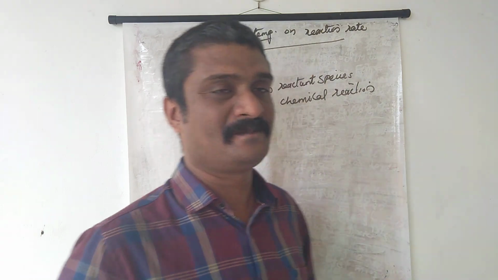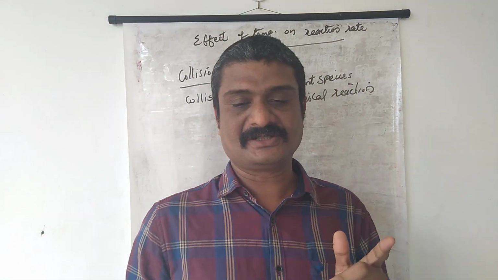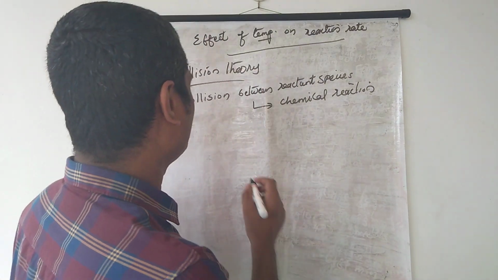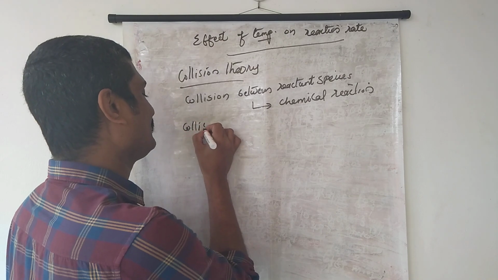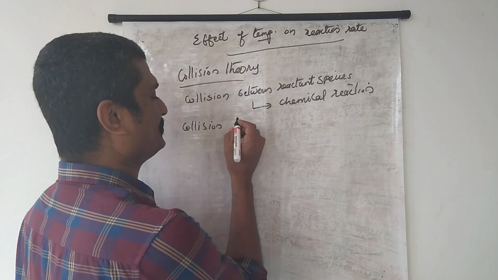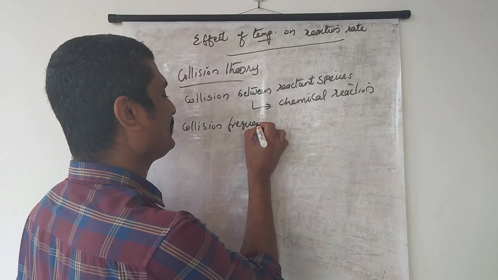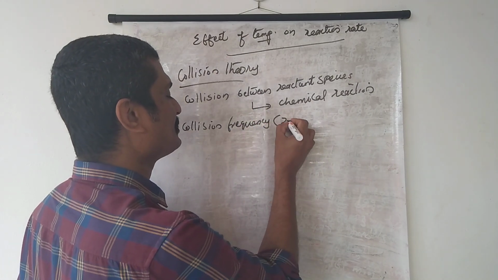According to the collision theory, the reactant molecules are assumed to be hard spheres, and the reaction takes place due to the collision between the reactant species. The number of collisions that occur per unit volume of the reaction mixture is called the collision frequency. The collision theory introduced a term, collision frequency.